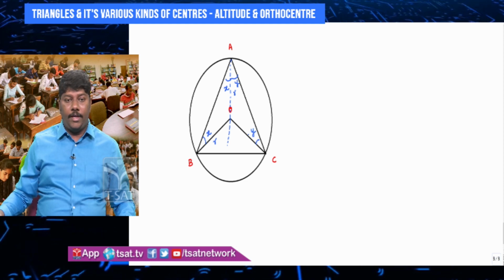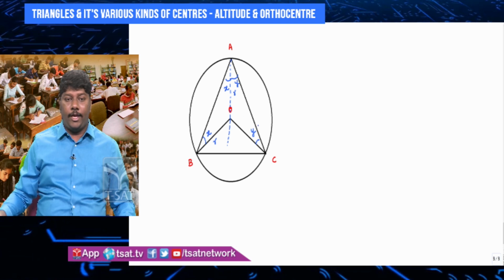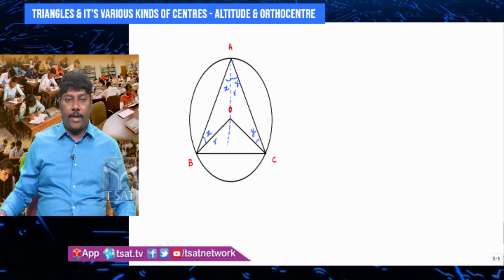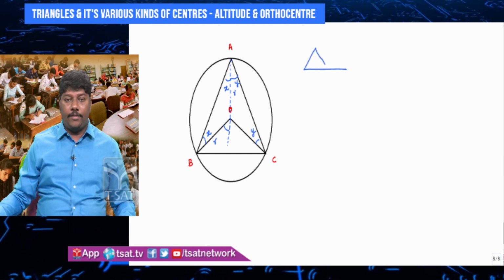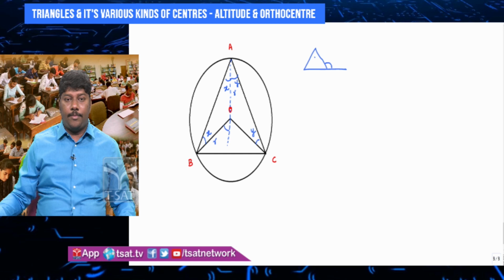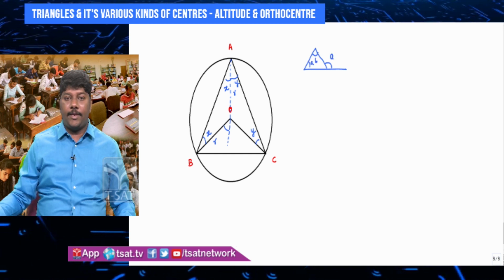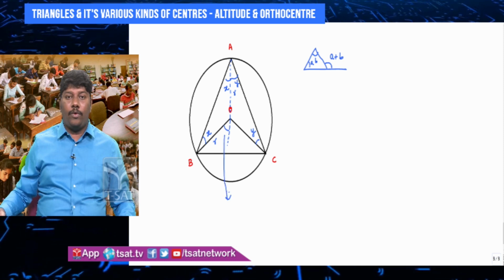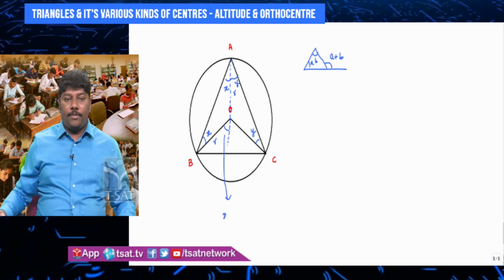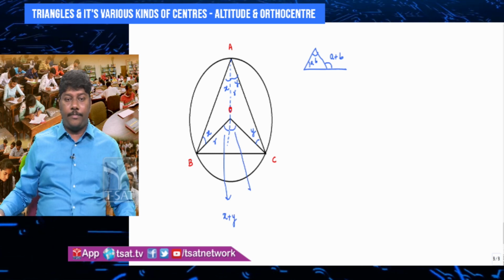Both OAB and OAC are isosceles triangles. So, these two angles are equal. If you look at this particular angle, I told you in a triangle the external angle is the sum of two internal angles. If it is angle A and B, this external angle is A plus B. Here also this is an external angle to the triangle OAB. So, this angle becomes x plus y. Here this angle also becomes x plus y.